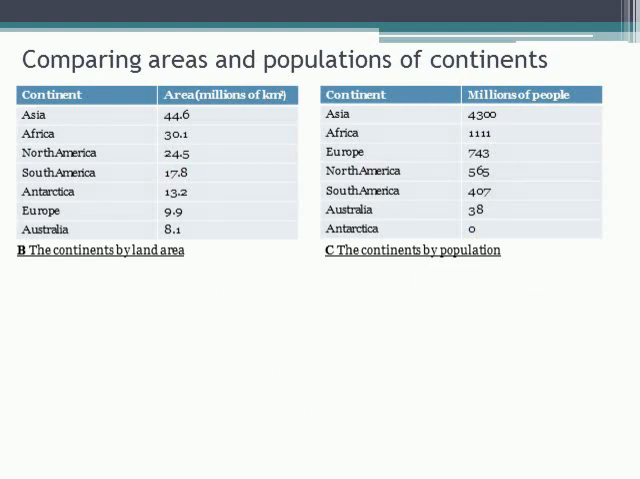Now we're going to compare the areas and the populations of the continents. The first table, B, shows the continents by land area. As we said, the largest is Asia, and the area is in millions of square kilometers. So Asia covers 44.6 million square kilometers, followed by Africa, 30.1, and so on. And the second table, C, shows the continents by population. So Asia, which is the biggest continent, has 4,300 million people in it. Okay, Africa has 1,111 million people.